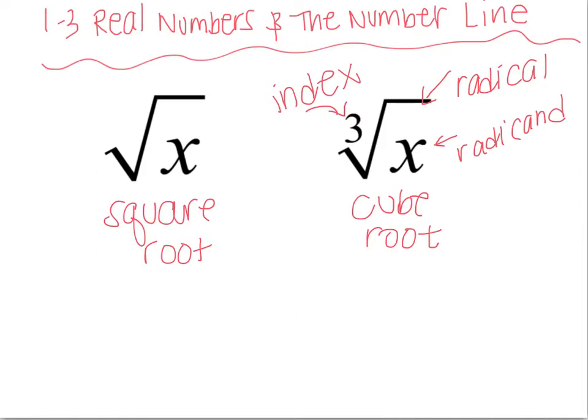Now you'll notice in the square root there's no number there, but it's kind of imaginary in a sense, okay? We call it a square root. Well, think about what happens if we square something, right? It looks like that, x squared. So when there is nothing written in the index position, it's really like a 2 is there.